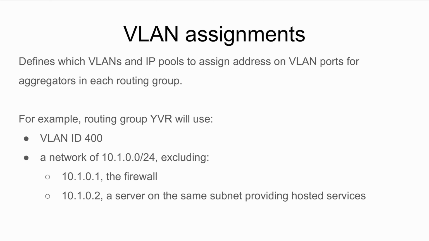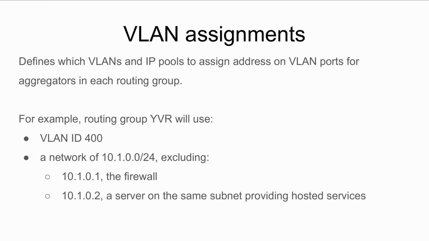The next step is to define VLAN assignments on the space, one for each routing group. A VLAN assignment defines a VLAN ID and an IP address pool that will be used for each aggregator that hosts bonds in the space automatically. For this example, the Vancouver routing group will use VLAN 400.